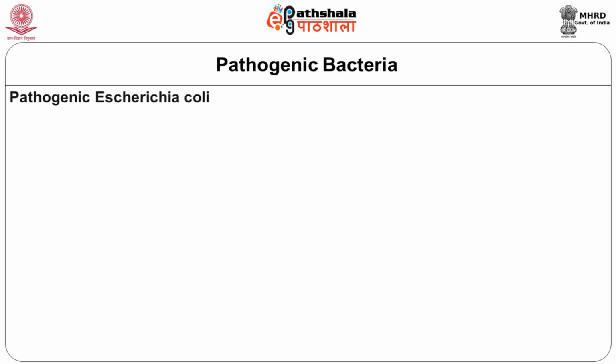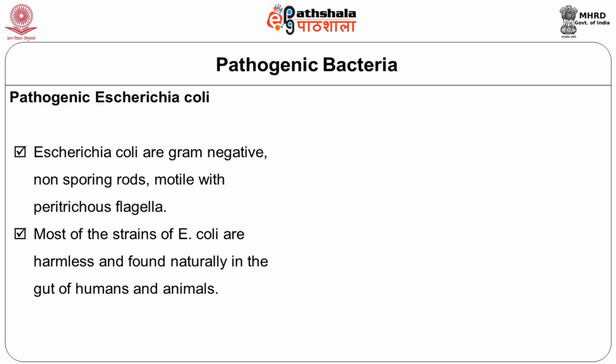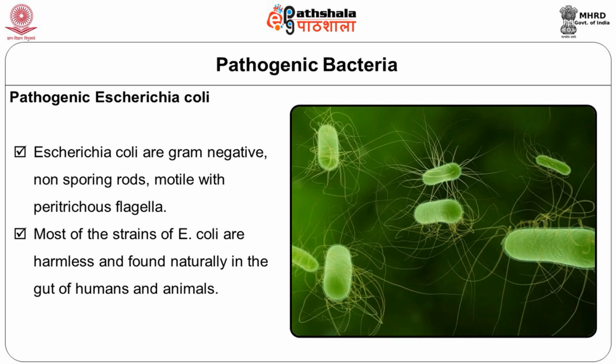First, we go into E. coli. Some of the E. coli are pathogenic, and we are trying to understand which are those. E. coli are gram negative non-sporing rods, motile with peritrichous flagella. Most of the strains that we have in our own intestine are harmless, but some of them are pathogenic. What we are trying to understand here is the ones which are pathogenic. They are present in guts of humans, even animals. Its presence in food is considered as fecal contamination of food or water. Some of the E. coli strains are pathogenic and cause traveler's diarrhea, hemorrhagic colitis, hemolytic uremic syndrome, etc.